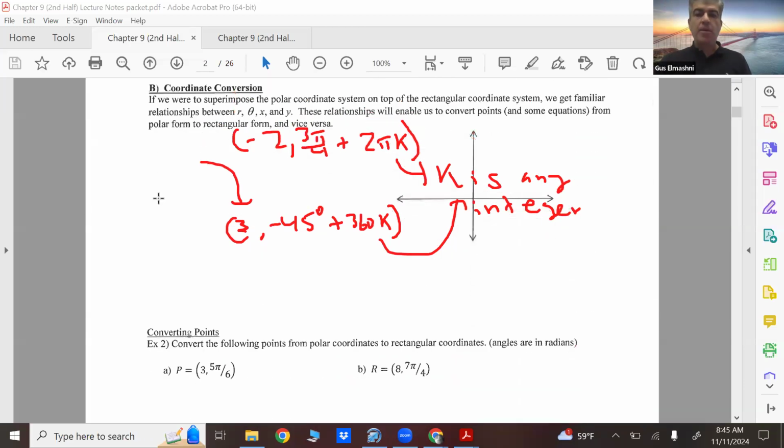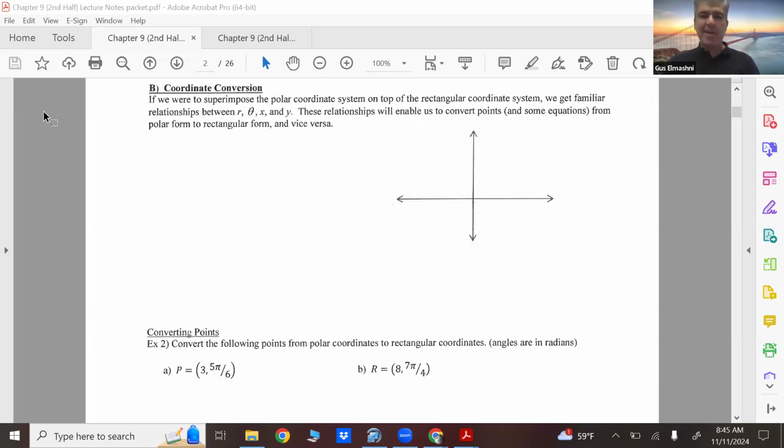Okay, coordinate conversion. This will explain why when r is negative you have to do that 180-degree rotation. So it's really just basic SOHCAHTOA, to be honest.